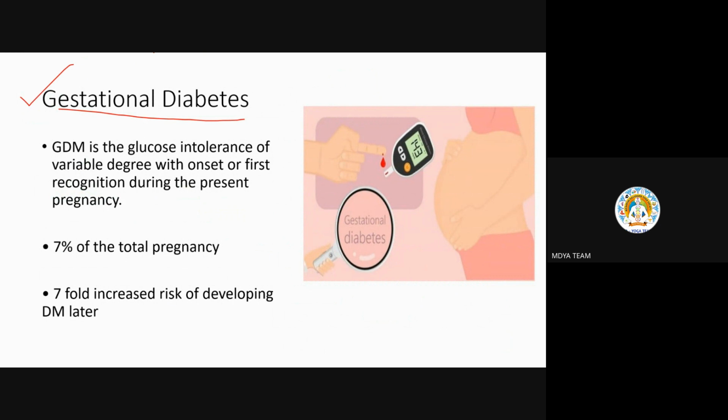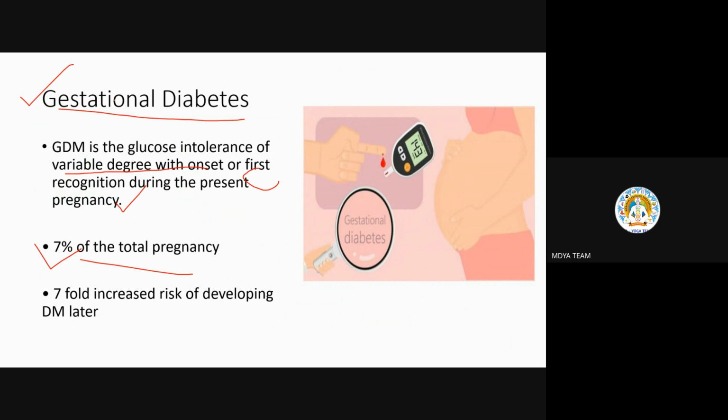If a female normally has diabetes mellitus before pregnancy, she will continue to have diabetes mellitus, and that diabetes will not be called gestational. But if a normal lady has diabetes at the time of pregnancy, it is called gestational diabetes. It is written in the words: gestational diabetes mellitus is glucose intolerance of variable degree with onset or first recognition during pregnancy. 7% of total pregnancies are gestational.